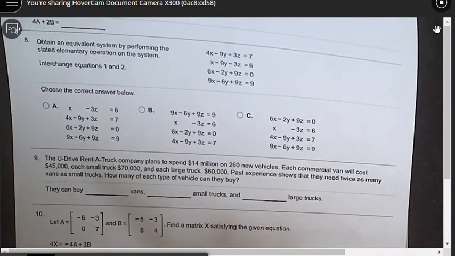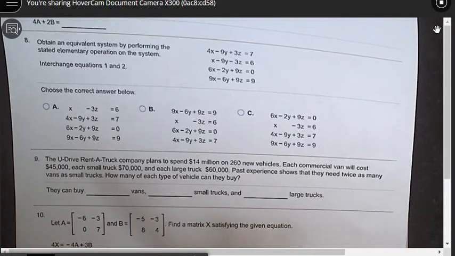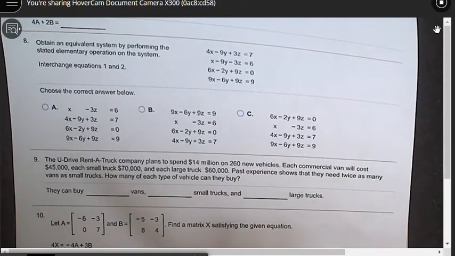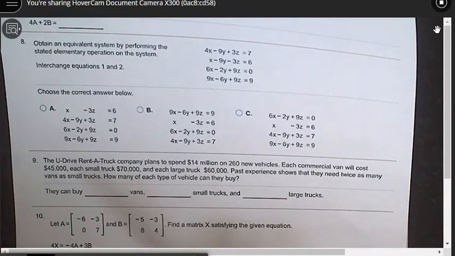Obtain an equivalent system by performing the stated operation on the system. Interchange equations 1 and 2. I don't see it.